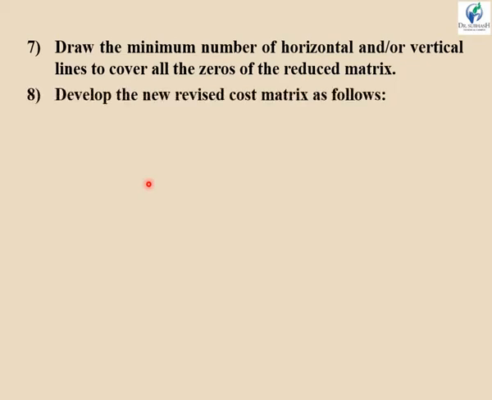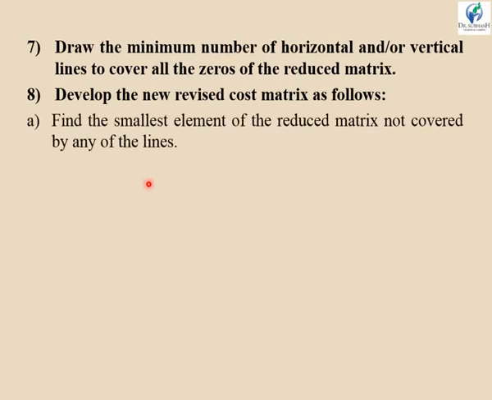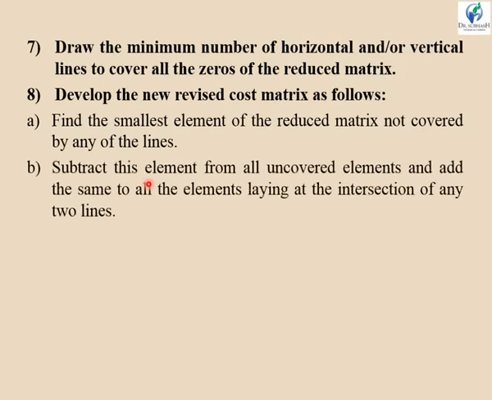Moving to the eighth step, develop the new revised cost matrix as follows. Find the smallest element of the reduced matrix not covered by any of the lines. Subtract this element from all the uncovered elements and add the same to all the elements lying at the intersection of two lines. Now once you have drawn all those horizontal and vertical lines for covering all the zero elements, identify the smallest uncovered element, subtract it from all the uncovered elements and add the same to all the elements lying at the intersection of two lines.